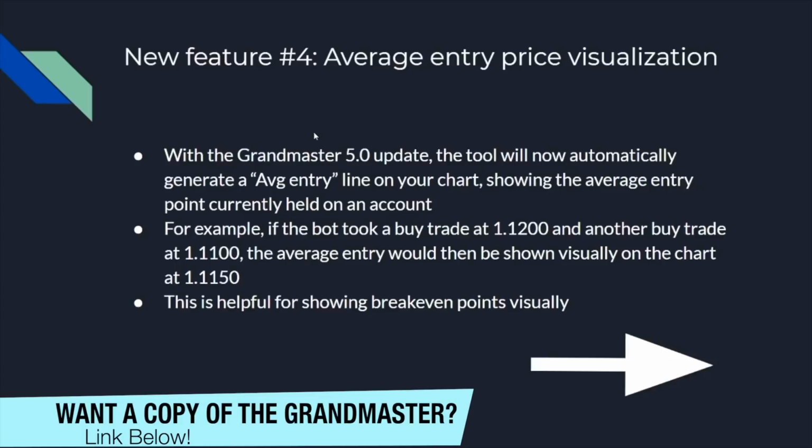Number 4. The average entry price. So this will tell you basically where you're averaged in at. So if you were to take a trade at 1.12 and another at 1.11, it would show that the average entry would then be at 1.1150, assuming both are the same trade size, right? If both were like 0.01 lots. This is helpful for showing break-even points visually.